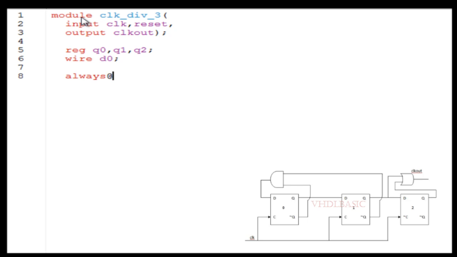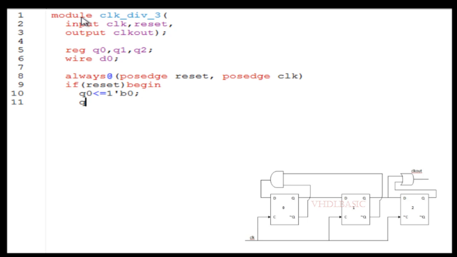So why do we need to use the negative edge of the clock for the last flop, right? To attain the 50% duty cycle. If we use the positive edge of the clock for the last flip-flop also, we will get the divided by 3 clock, but that is not 50% duty cycle. So I will simulate both the things and I will show you the clock out waveform so that we can understand clearly. Now we can see how to implement this circuit in Verilog.